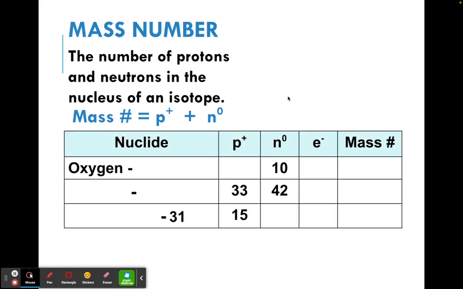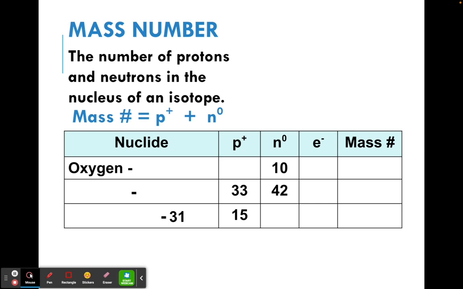So what you need to be able to do, and your teacher is going to expect you to do this, is to fill out a table where you're given isotopes of an element, and you need to figure out what the missing parts in the table are.